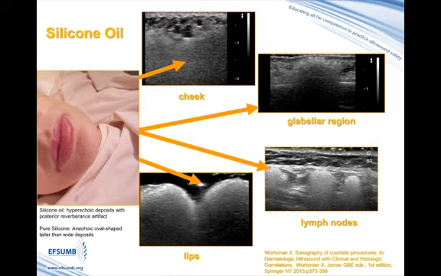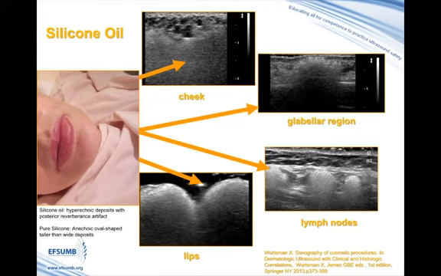When the patient says that she or he was injected in one area, you should look in the periphery, because, for example, this patient mentioned only she was injected in the lips, but she also presented silicone oil in the cheeks, in the glabellar region, and also in the lymph nodes, in the submandibular lymph nodes.